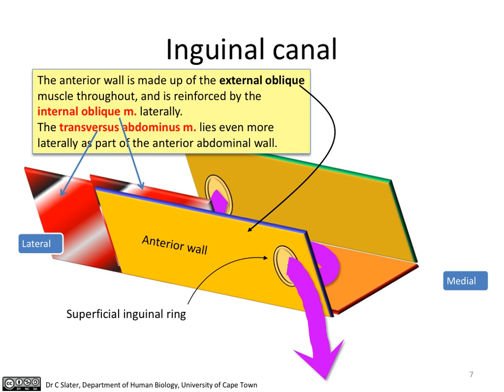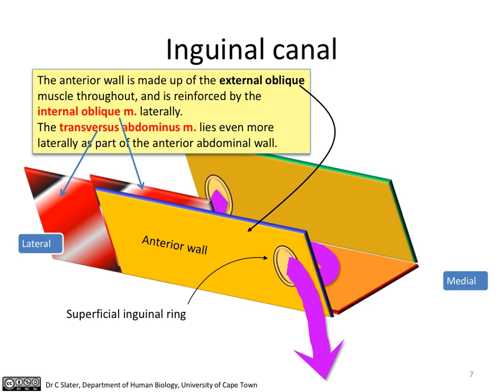Now, what forms the anterior wall of the inguinal canal? Remember that in this structure skin and superficial fascia have been removed, so this slide is concerned with the muscles that make up the anterior abdominal wall. Structures most medially involved are the external abdominal oblique muscle, and that's found throughout the whole length of the anterior wall of the inguinal canal.